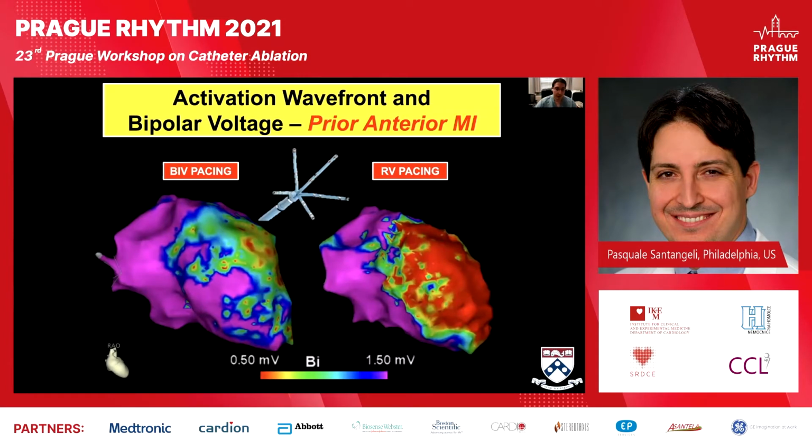And here is just an example from our early experience with multipolar catheters. This is a map of an anterior myocardial infarction done with two different wavefronts, one in biventricular pacing and the other with RV-only pacing. And you can appreciate the significant differences in local voltage recording in the same area. Again, the tissue is the same, the voltage changes depending on the wavefront of activation.